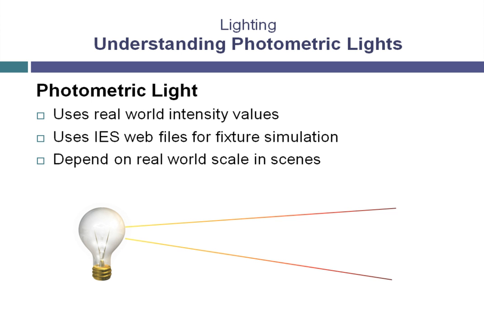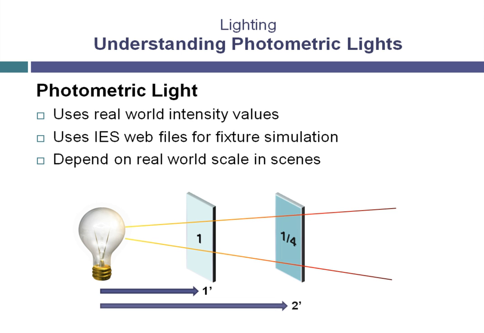Now, light falls off using something called the inverse square law. Basically, what that means is the further you get away from the light, the less light that reaches the subject. If we put this in graphic terms, if you're 1 foot away from a light, the brightness value of the light on that surface will be equal to 1. If you're 2 feet away from the light, the brightness value on that surface will be 1/4 of the brightness than it was at 1 foot.